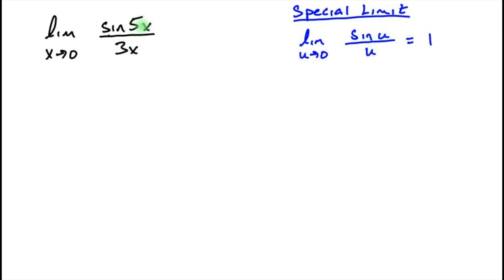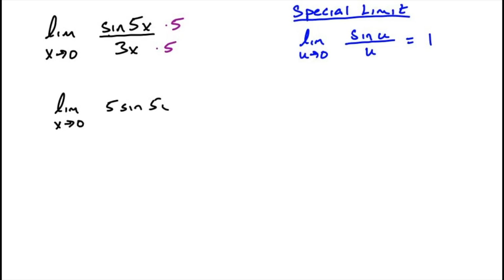And you can see in our problem that we have 5x in the sine function, 3x in the denominator. Those don't match. So we have to somehow make this limit match so we can use this special limit to our advantage. How do we do it? Well, we'd like a 5x on the bottom, so let's just make it a 5x. Let's multiply the numerator and denominator by 5, rewriting the limit.